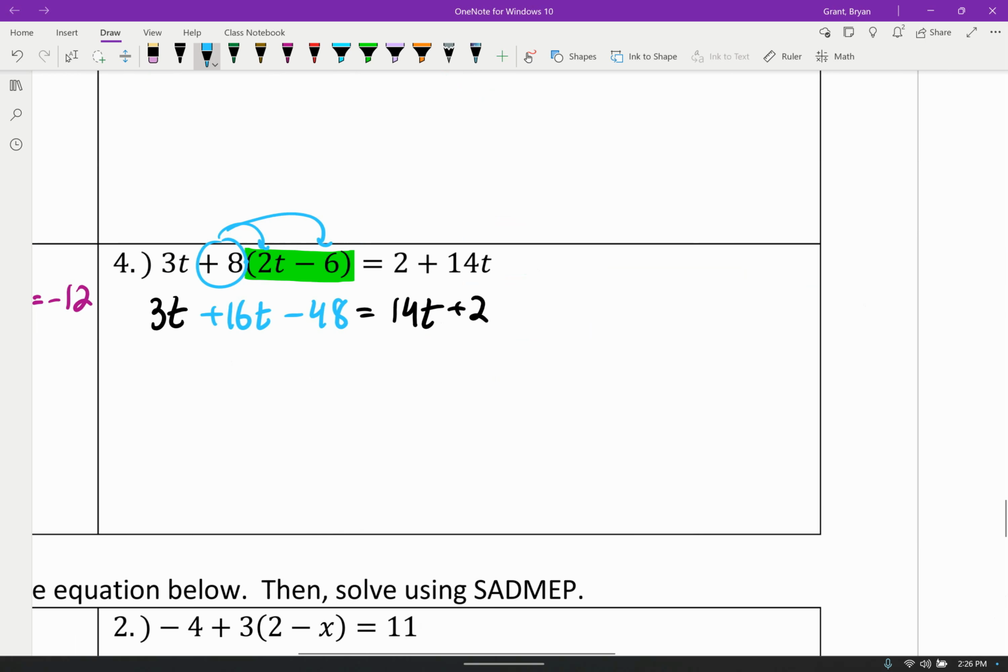Last one. Okay, nothing to combine on the right side, but I think on the left side we'll find some like terms. Oh yeah, look at this. We have a positive 3t and a positive 16t. 3 plus 16 is 19t, and then of course minus 48.